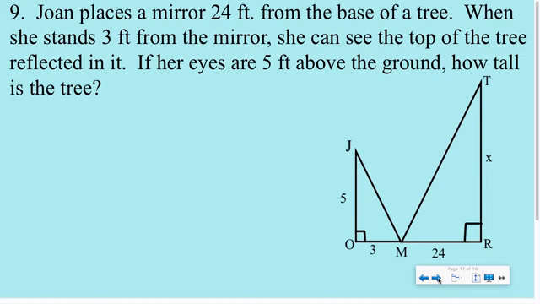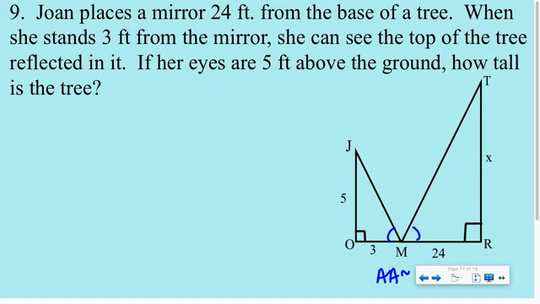Okay, this creates similar triangles. Trees are awesome in the math world because they grow perpendicular to the ground. And Joan is standing perpendicular to the ground. And then there's this physics law that says the line of reflection, when it bounces back, creates congruent angles. Thanks to physics, I know these angles are congruent. So I know these triangles are similar by angle.